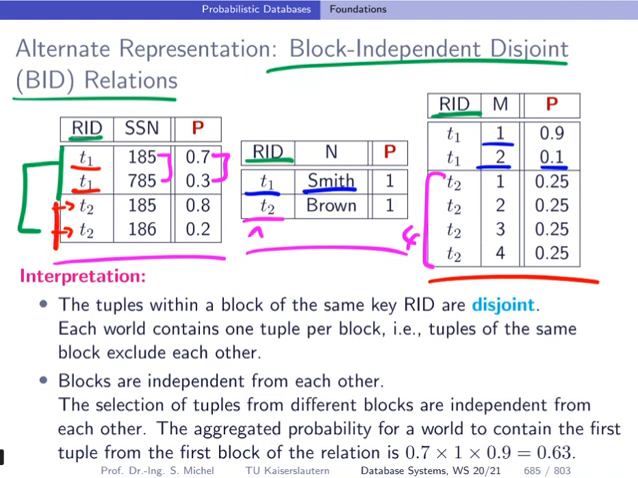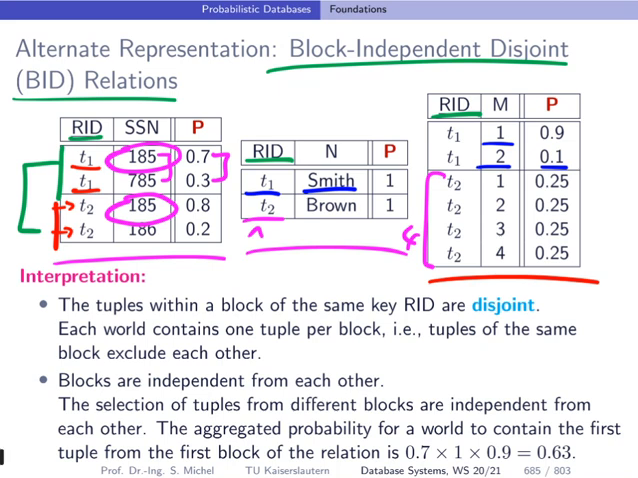However, important is that these blocks here, so the block with T1 and the block with T2 keys, are independent. So we can, in principle, have, or we will have, a possible world where we have 185 as the social security number for Smith, and 185 also as the social security number of Brown, which of course, if you're talking about social security numbers, should not happen because the same number cannot be given to two different people, or it should not be given to two different people. However, these blocks are independent.